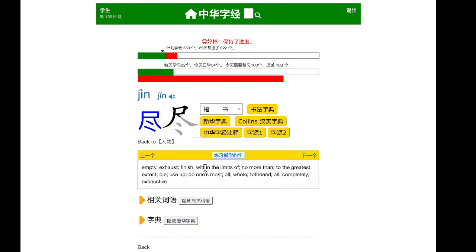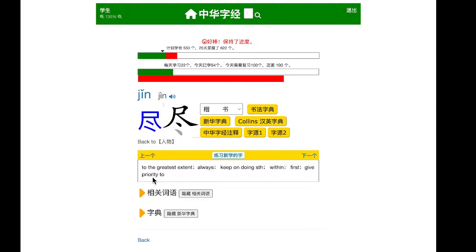尽 is empty, exhaust, or finish, within the limits, to the greatest extent, to use up, do all you can to the point that you could die, to the end, completely exhaustive. Got another reading, 尽, and this one is referring to, you'd use like 尽管, ignoring everything else and just keep on doing something to the greatest extent. It's the first priority and you don't care about anything else. You'd use this 尽.